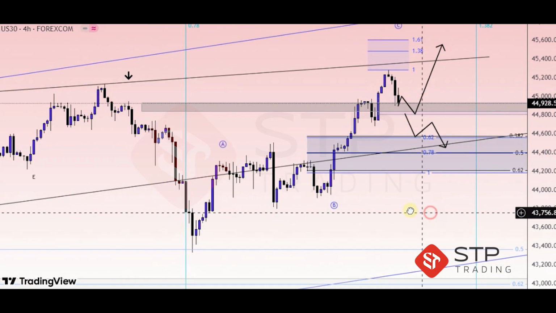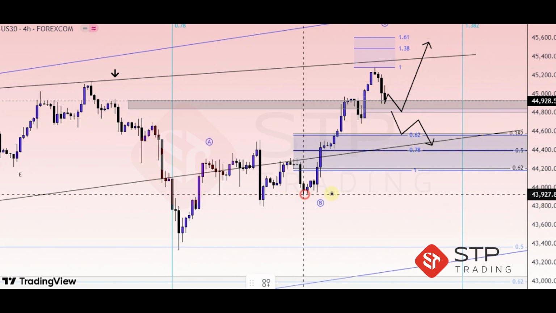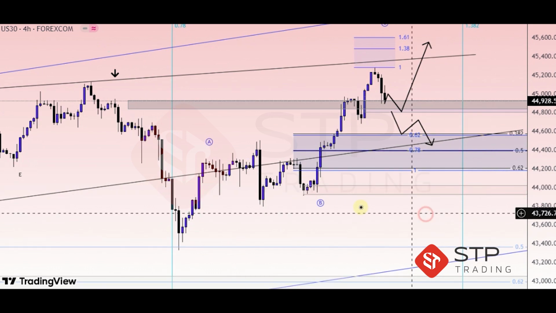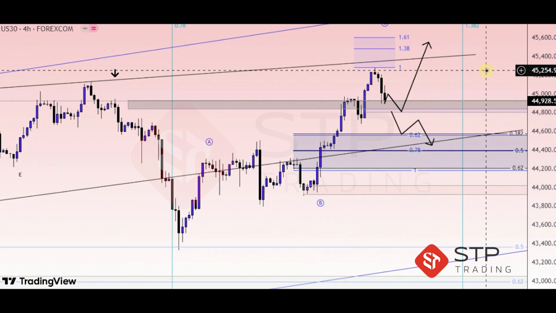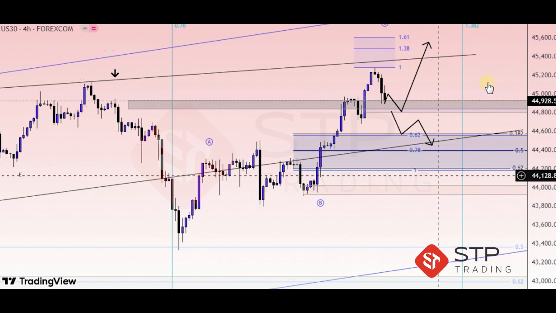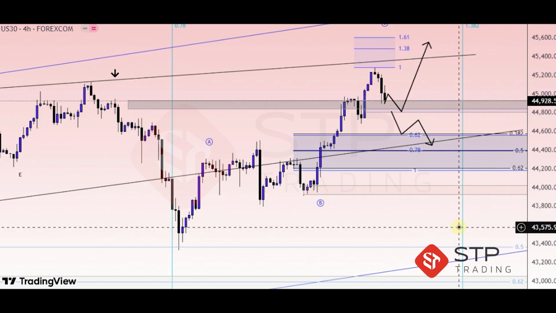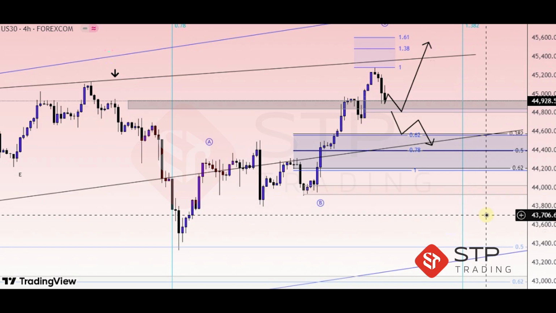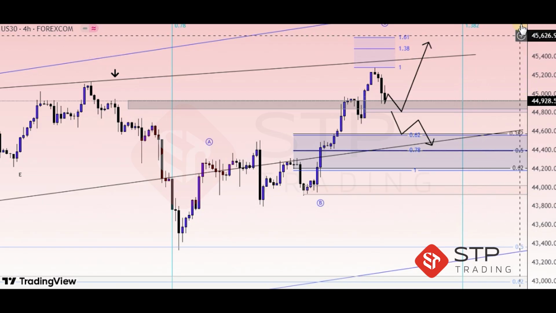As long as the price does not strongly break below the bottom of wave B in this area, the bullish trend remains a probable scenario. However, if this level is broken, the bullish continuation will fail and the corrective bearish trend could form on the chart. That's the full breakdown for this week.